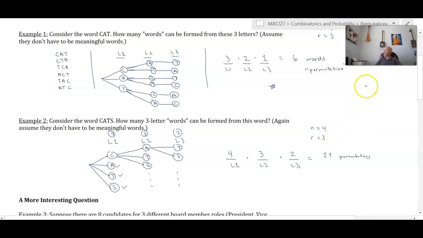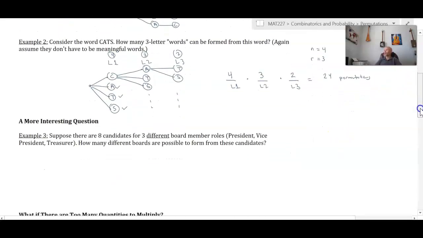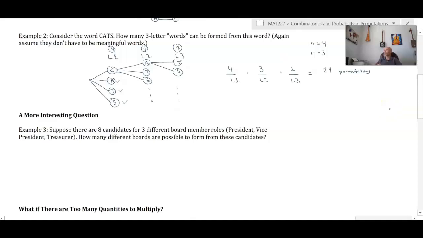So here's a more interesting problem. Of course, we're not often interested in looking for rearrangements of letters, but again, it illustrates the idea of counting. So let's just put this instead of letters. Let's say that we have 8 candidates, and instead of selecting 3 letters from 8 letters, let's say we're going to try to fill 3 different board member roles: president, vice president, and treasurer. So we have a pool of 8 people.